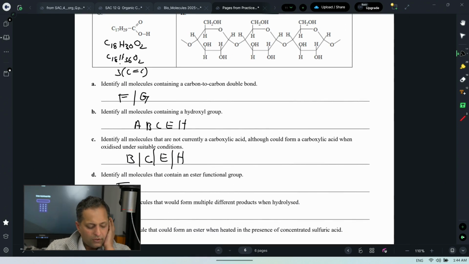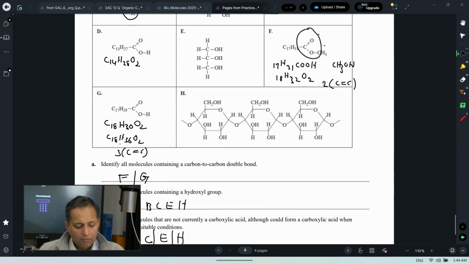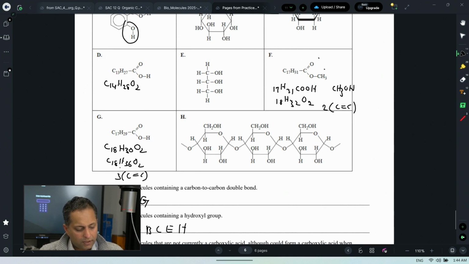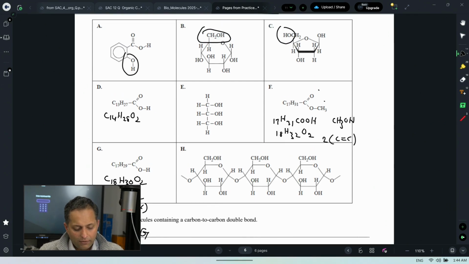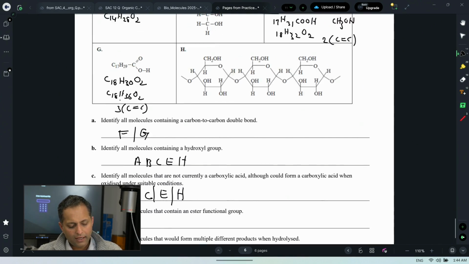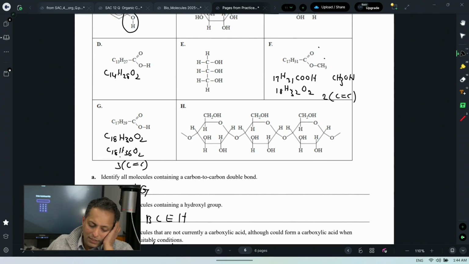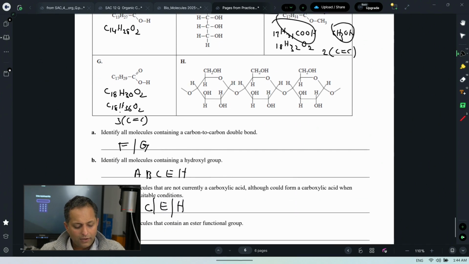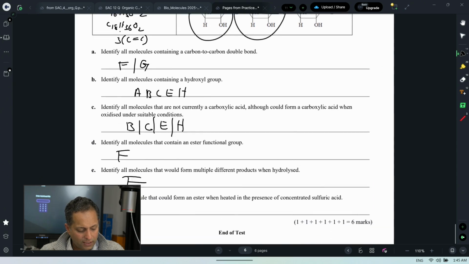Identify all the molecules that would form multiple different products when hydrolyzed. You're looking for the ester group. Definitely F is the answer, because when it is hydrolyzed, you are going to form methanol and that fatty acid, two different products. Then you can say, so what about H? Look, the problem is H can be hydrolyzed as well, but then you make the same product. This is glucose. So that's why F is the only answer.